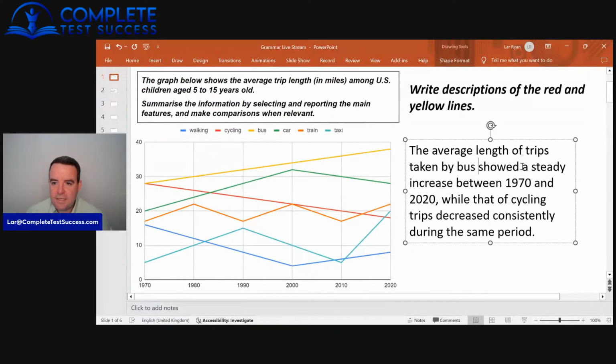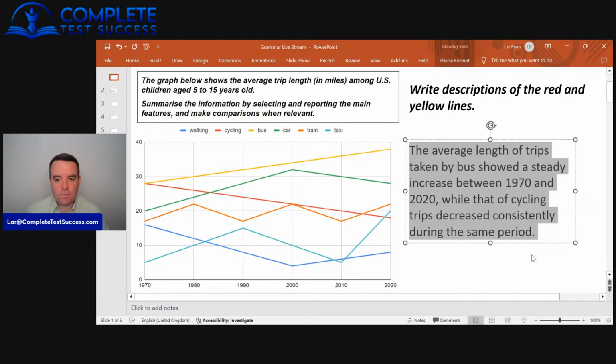showed a steady increase between 1970 and 2020, while that of cycling trips decreased consistently during the same period. Okay, great. Everything else is perfect in terms of grammar. And using this structure here, "while", that's a great way to make sure that you're getting a high grammar score. So the accuracy here is completely accurate. The one thing that I changed was a vocab mistake, not a grammar mistake.